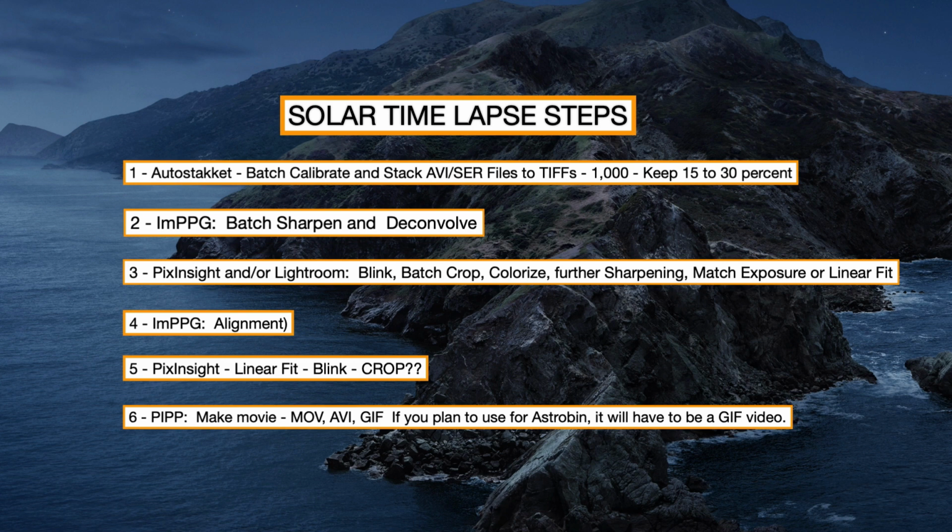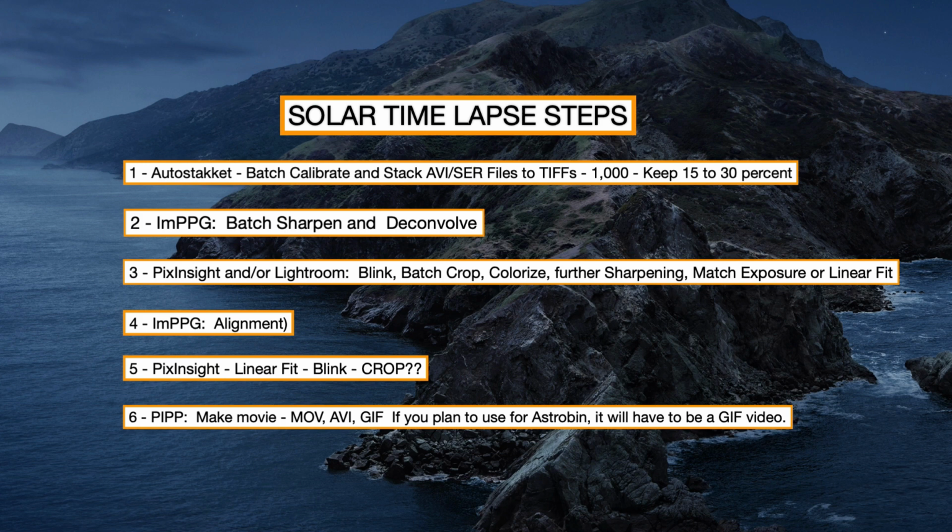I go into step 2, and it's here that I do a batch sharpen and run deconvolution, and I use ImPPG for that. Then I move the images into PixInsight. You could use Lightroom, and in Lightroom, at this time, you can blink them or go through each of the images and delete those that you're not going to use. You can batch crop them by using the sync feature. You can colorize, you can sharpen, and even at this time, if you're only using Lightroom, you can match total exposure by going into the library mode, and I think it's under Tools, and there's a match total exposure, and so that allows you to do that.